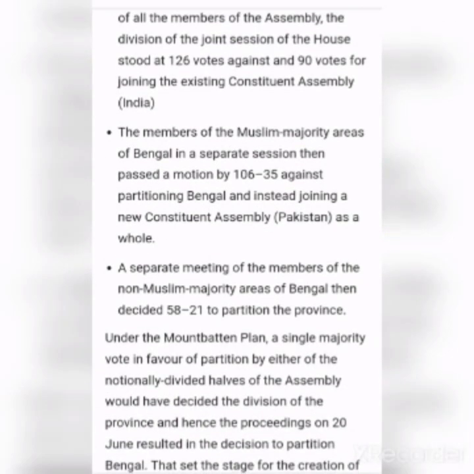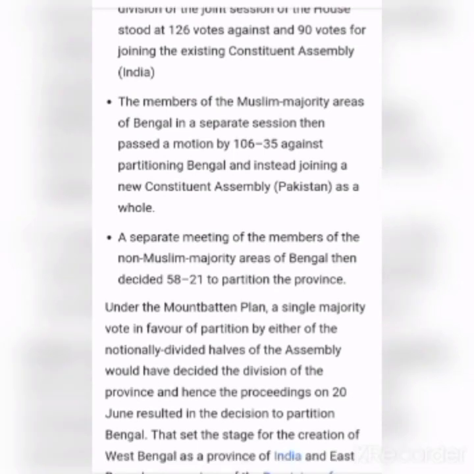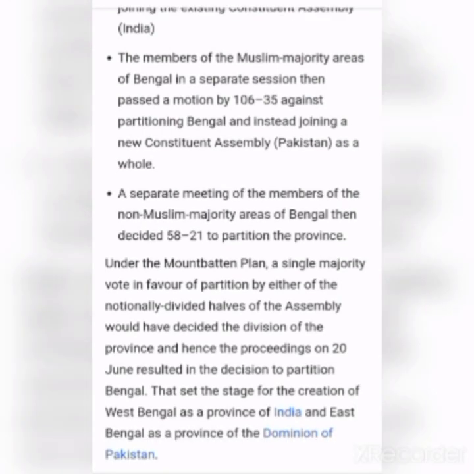Under the Mountbatten plan, a single majority vote in favor of partition by either of the two divided halves of the assembly would decide the division of the province, and hence the proceedings on 20 June resulted in the decision to partition Bengal. That set the stage for the creation of West Bengal as a province of India and East Bengal as a province of the Dominion of Pakistan.